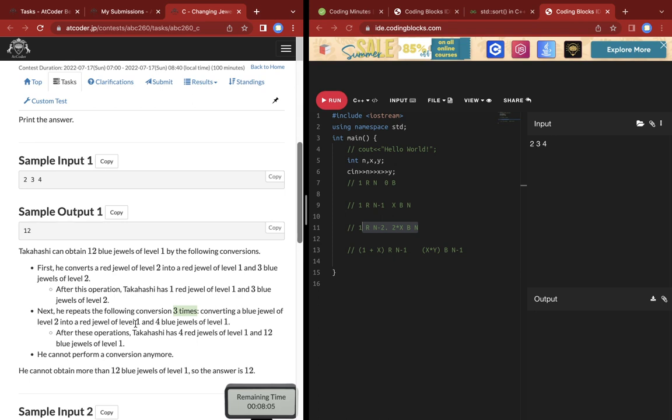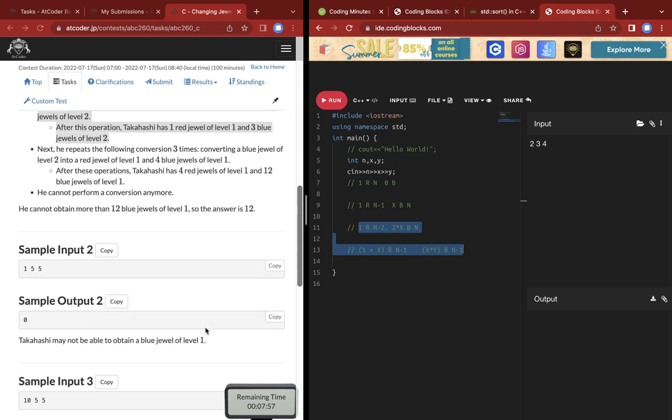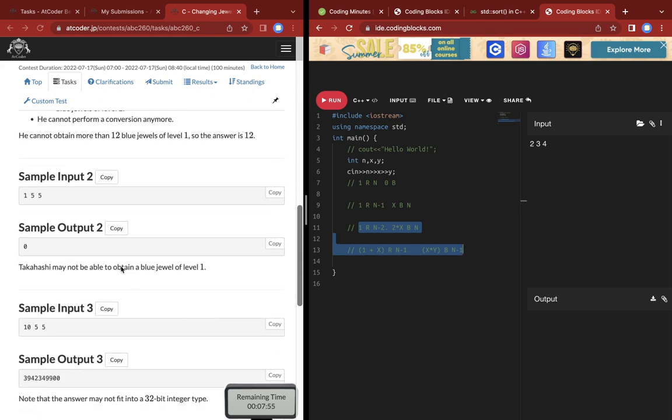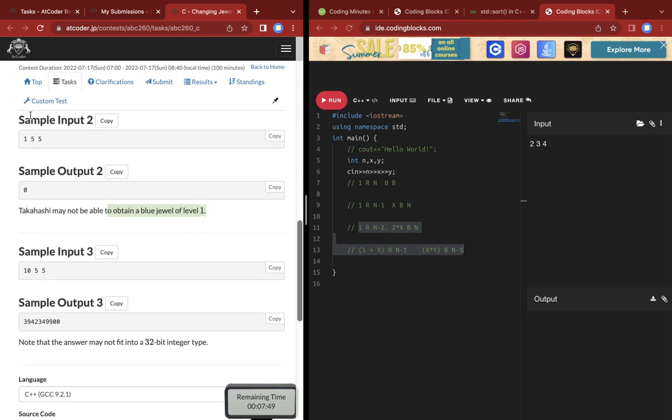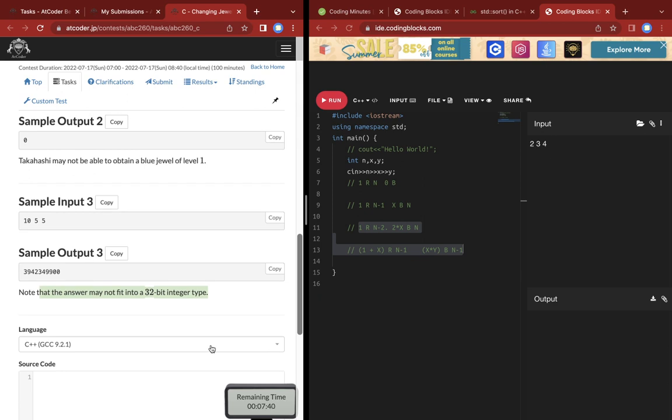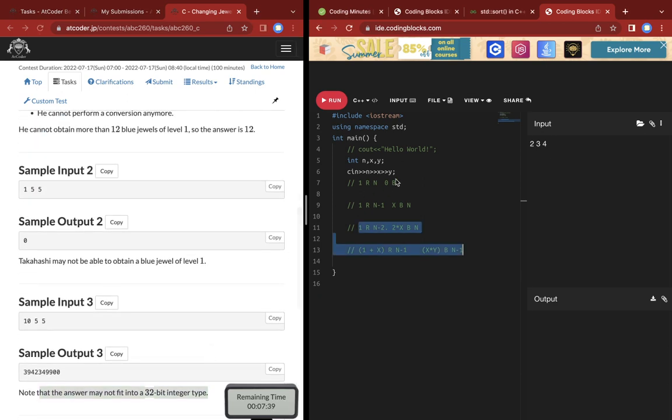So in this kind of operations, we did not incur the situation of choosing between this and this. So let's read the sample input too. Okay, he might not be able to, because it's level 1 and we can only go lower. Answer may not fit. Answer would be long now.